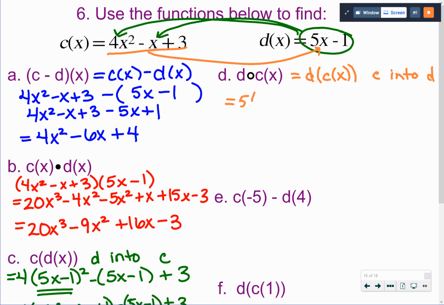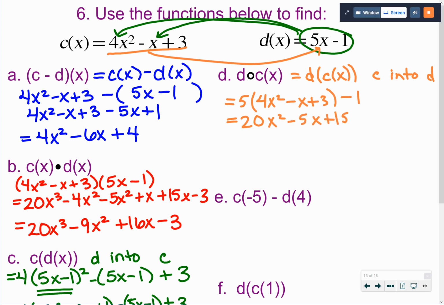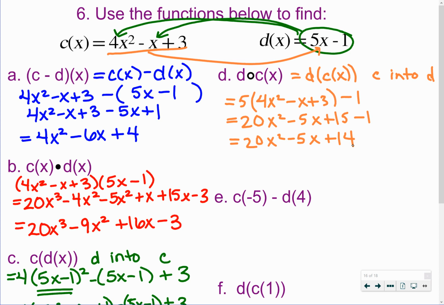So 5 parentheses, 4x squared minus x plus 3, minus 1. No foiling to be found here. Distribute, combine like terms. 20x squared minus 5x plus 15 minus 1. Final answer, 20x squared minus 5x plus 14. Okay.